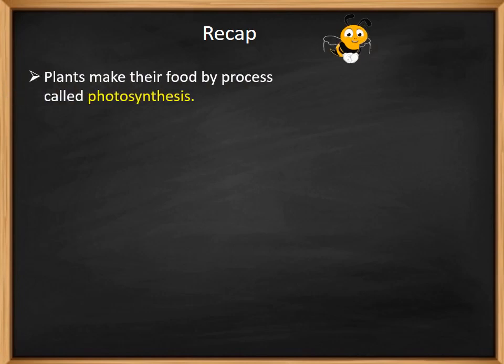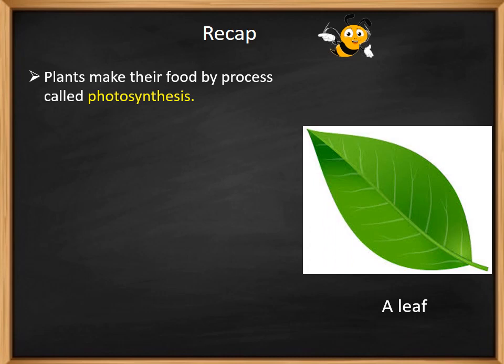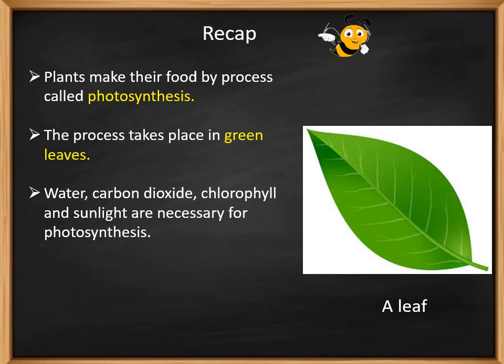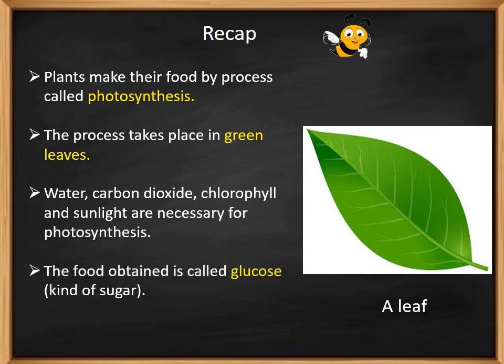So children, let us revise whatever things we have studied till now. Plants make their food by the process called photosynthesis. The process takes place in green leaves. Water, carbon dioxide, chlorophyll and sunlight are necessary for photosynthesis. The food obtained is called glucose. Oxygen is released in this process.